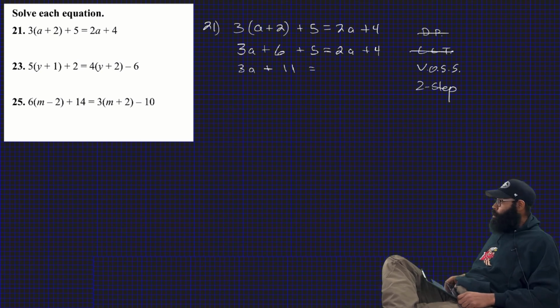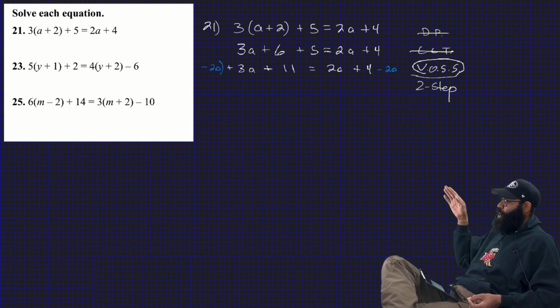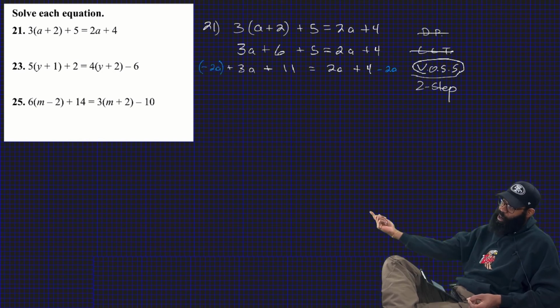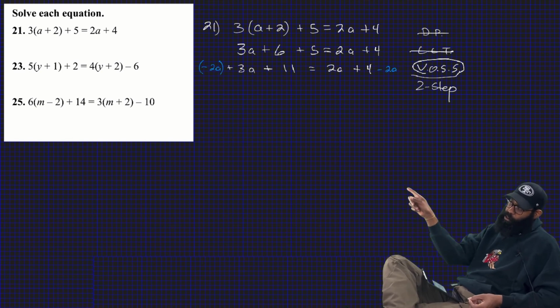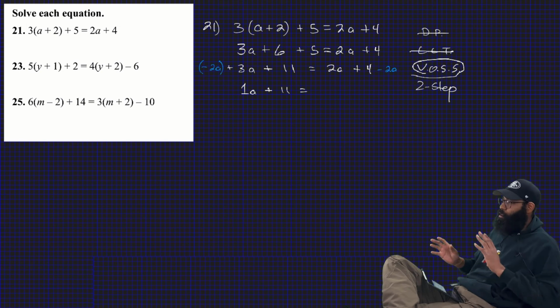What happened? I distributed the 3, and I got 3a plus 6 plus 5. I collected like terms with 6 and 5, which gave me 11. And here comes my favorite, boss. Moving boxes. Oh no, I did it the horizontal way. I'm subtracting 2a from the right here, so I also have to subtract it from the left, because what I do to one side, I have to do to the other side. You've got to love that statement, right?